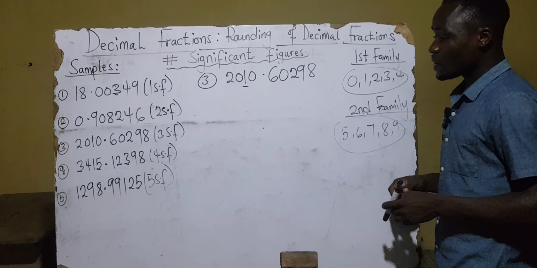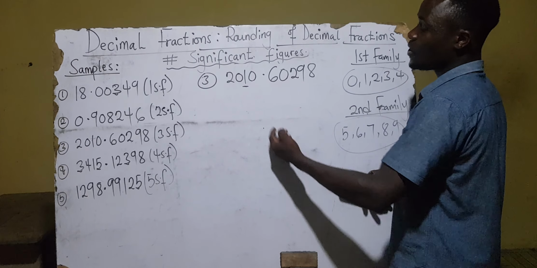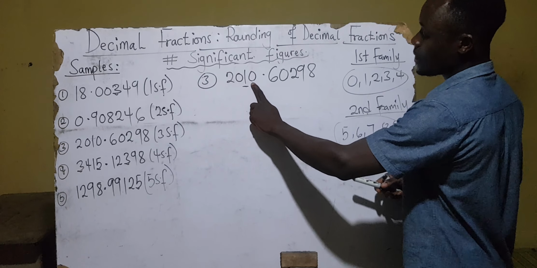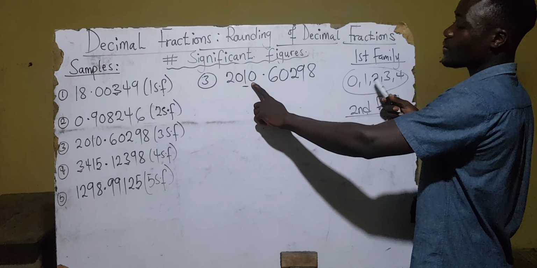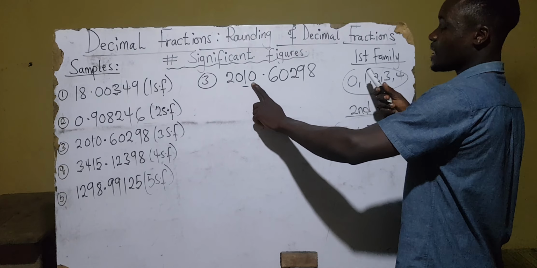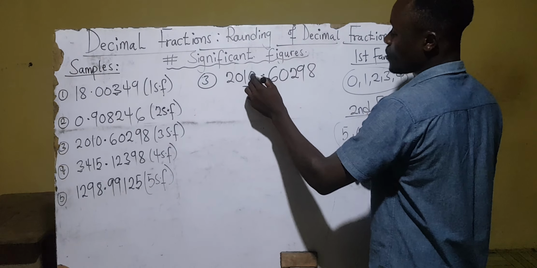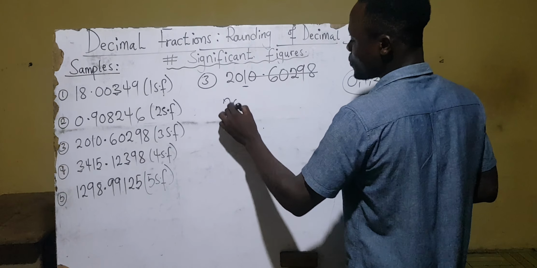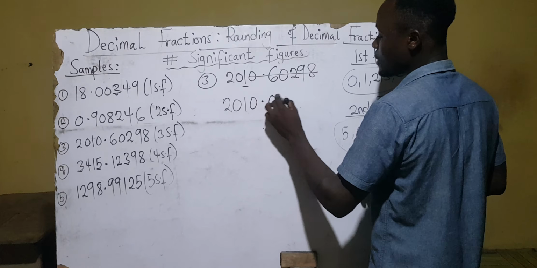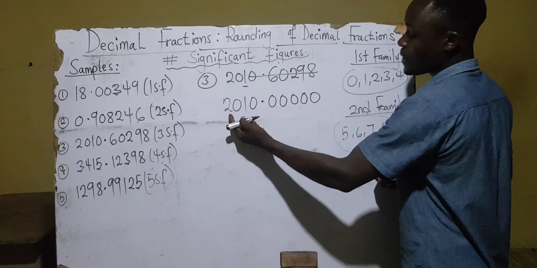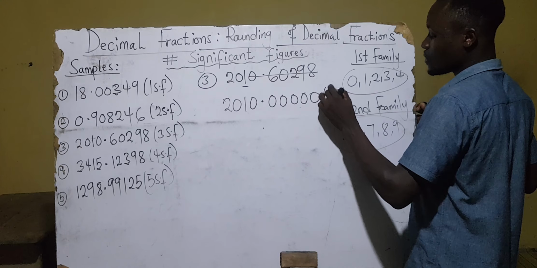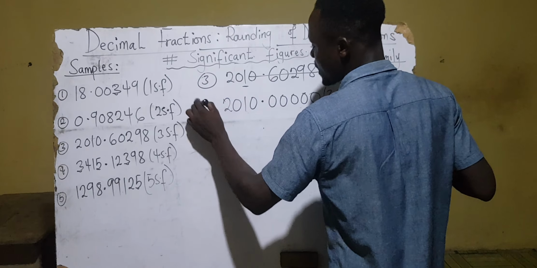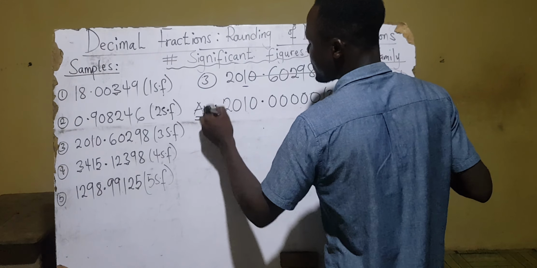Very good. So now, after underlining it, we check the digit that is rightly behind the underlined digit. The digit that is rightly behind this digit is what? 0. Now 0 belongs to this family, so that means we cannot take 1 from it. This means that all the rest of the numbers, we are going to replace with 0. So over here, it all goes away and we replace it with 0. So our answer becomes 2010.00000. And the rule says we are to round to 3SF. So that then becomes our answer for question number 3.